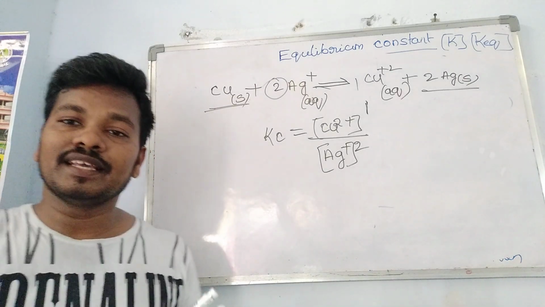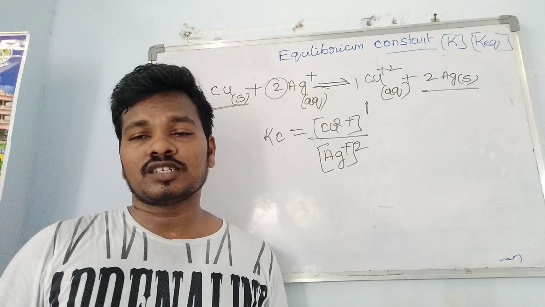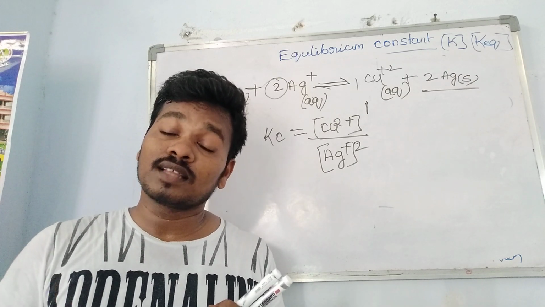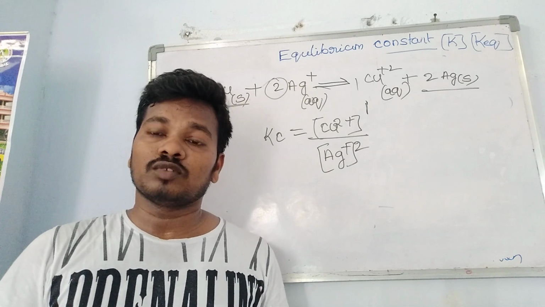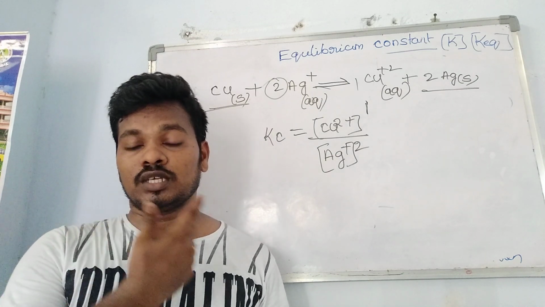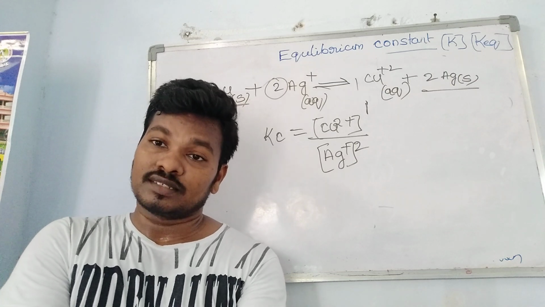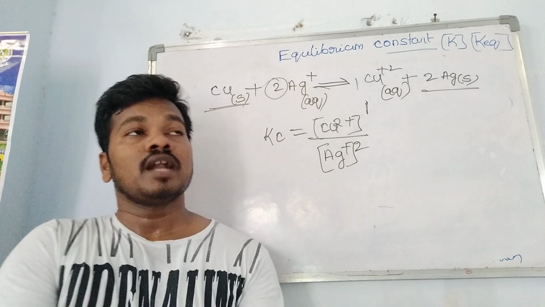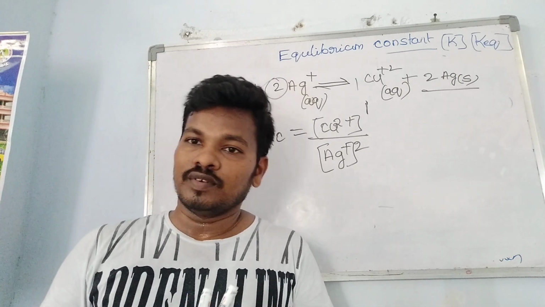So this is about today's part 2. In the next session we will discuss the conditions for the equilibrium expression by taking some numericals, and the relationship between Kp and Kc. Not only that, characteristics of the equilibrium also we will discuss. All this we will easily discuss.